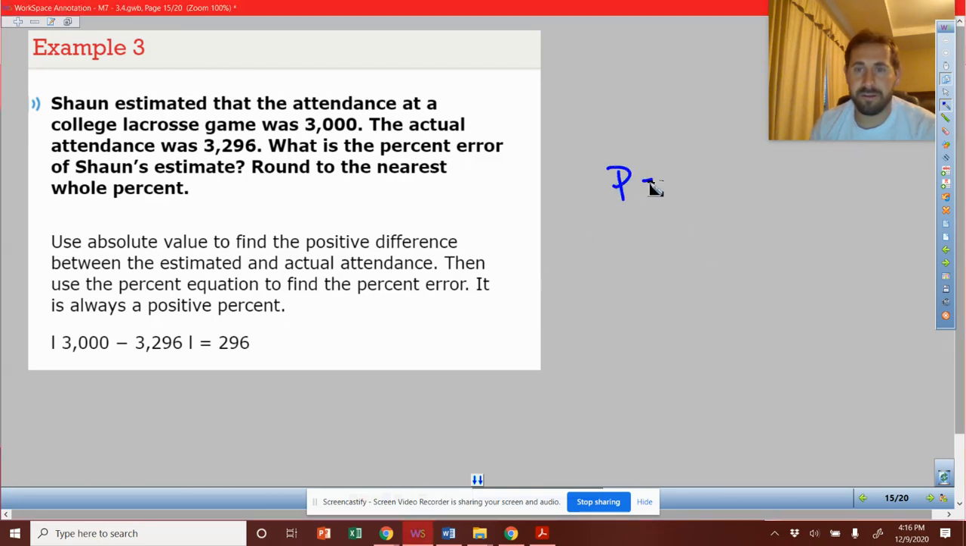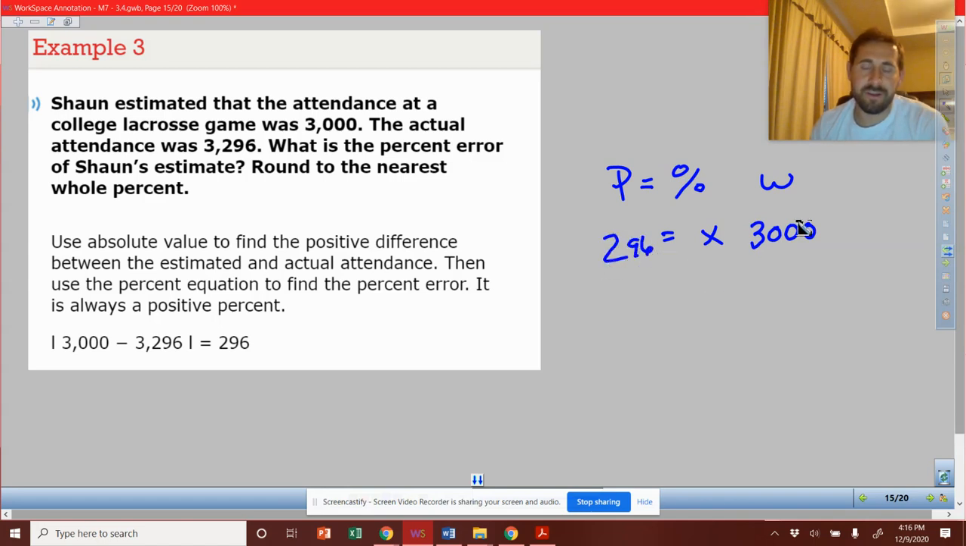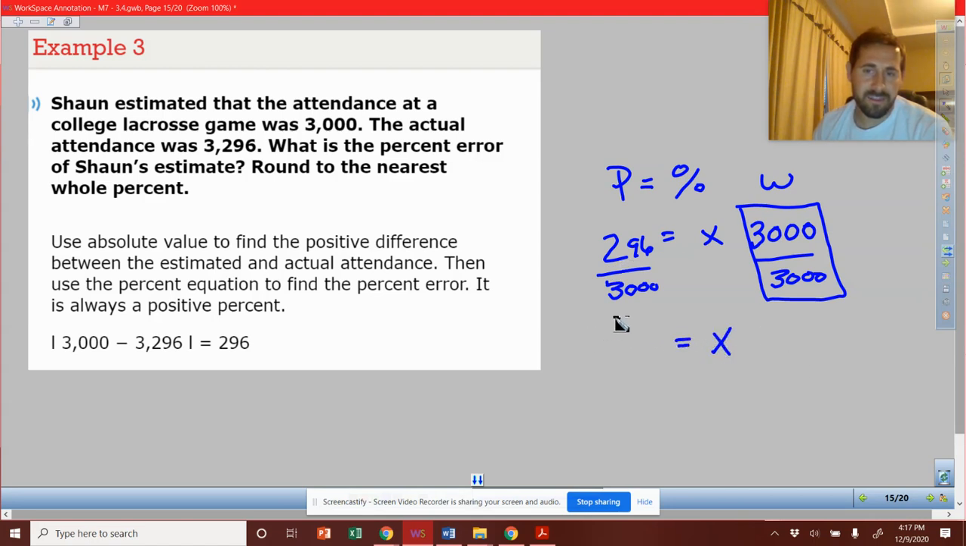So again, we use part, percent, whole. The whole amount was 3,000. We had a percent of error, let's call it X. And then our part was 296. So we're going to divide by 3,000 on both sides to balance out our equation and to get X by itself. Again, this creates a 1. It doesn't just cancel each other out. It's a way for us to make this equal 1 and to balance it to the other side. So we have X on this side equals 296 divided by 3,000.